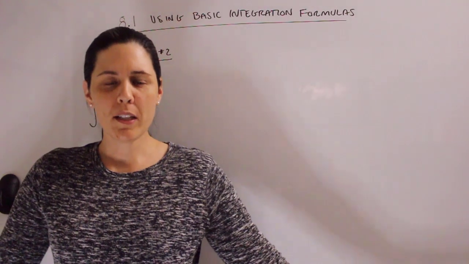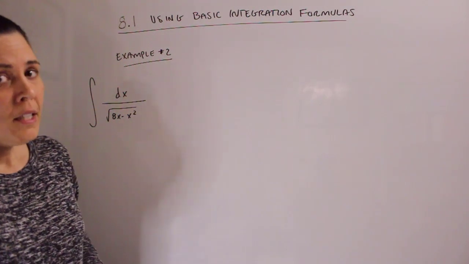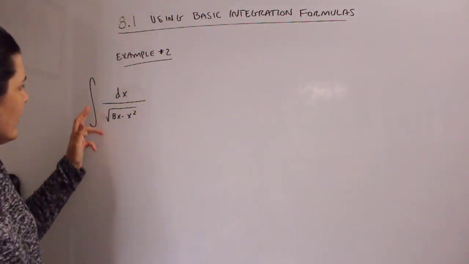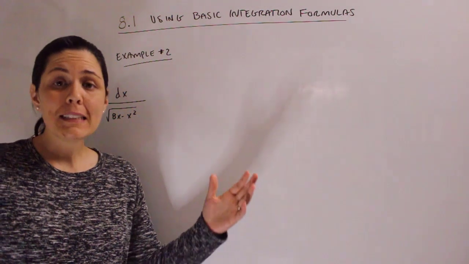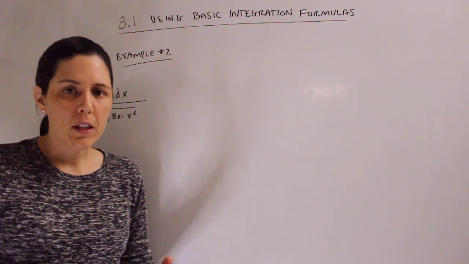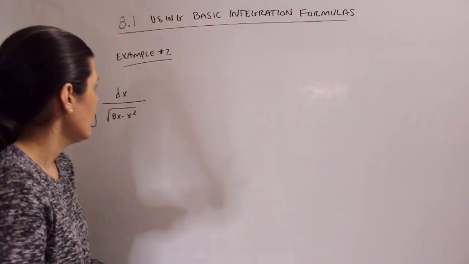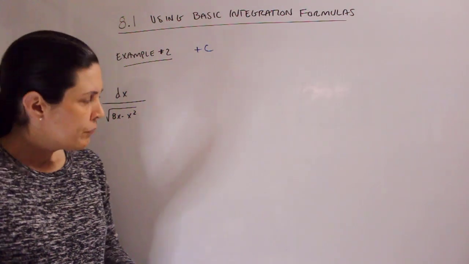Okay, let's keep going. Next example, same section, 8.1 still. We're going to do example 2. Notice this is an indefinite integral, so right away we're going to have a plus c at the end of our answer. If you might forget that, make yourself a note. It is an indefinite integral, so we need a plus c on our final answer.